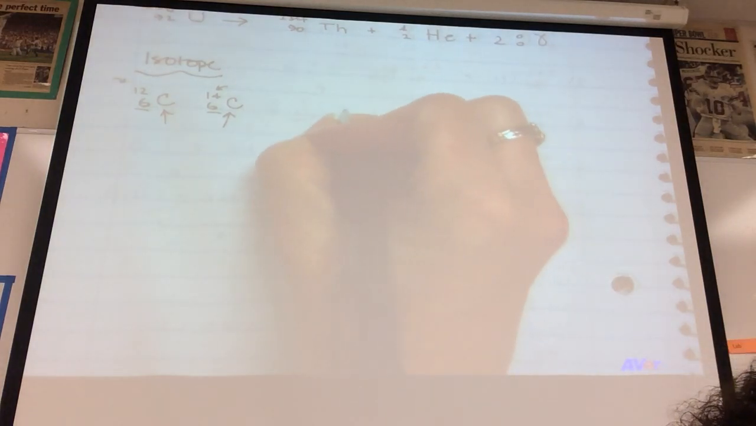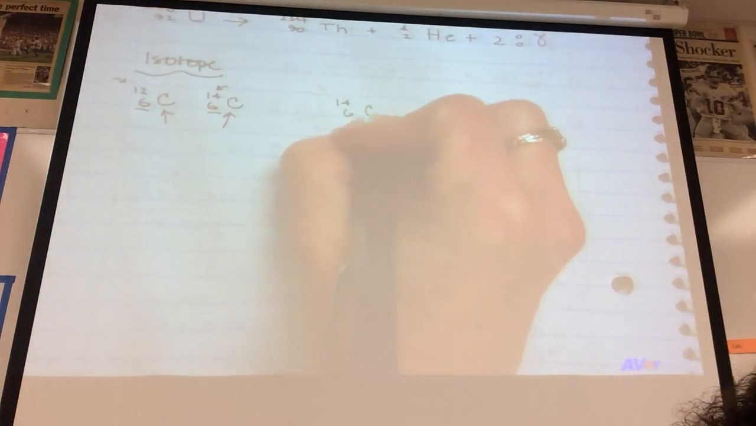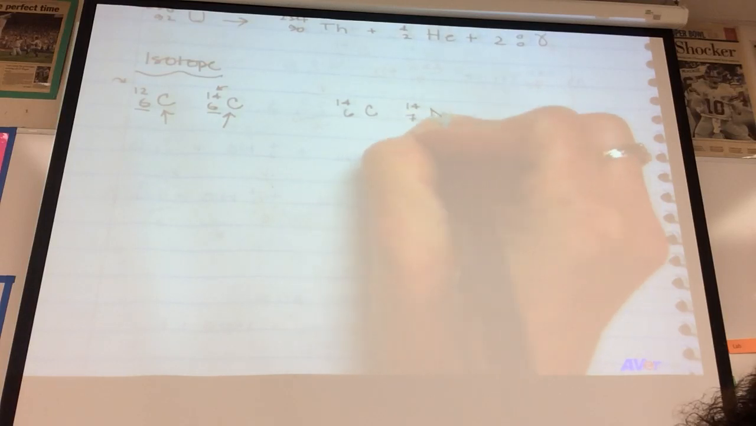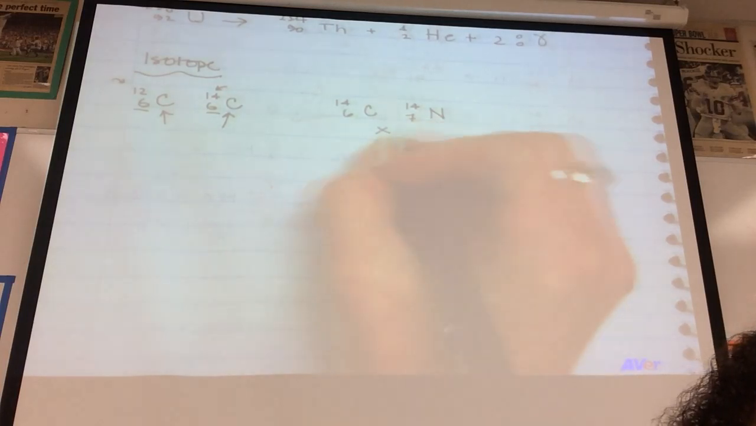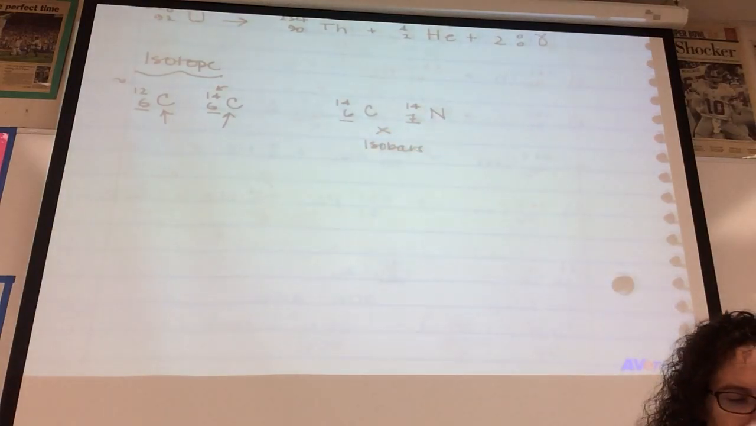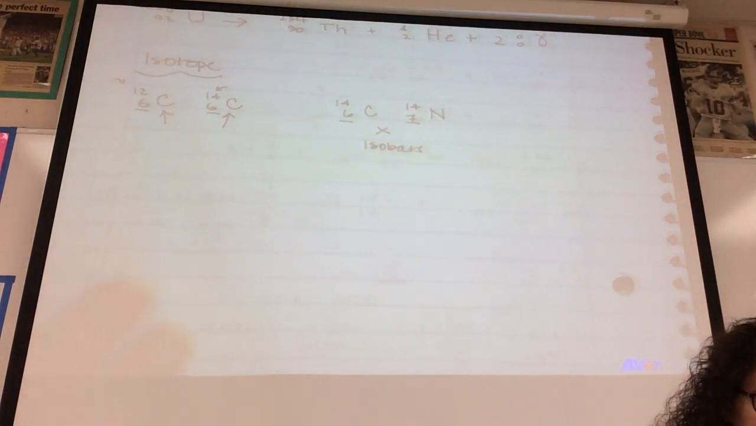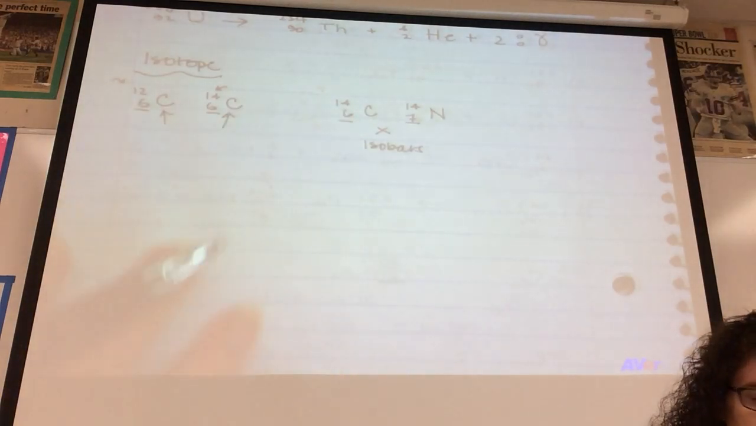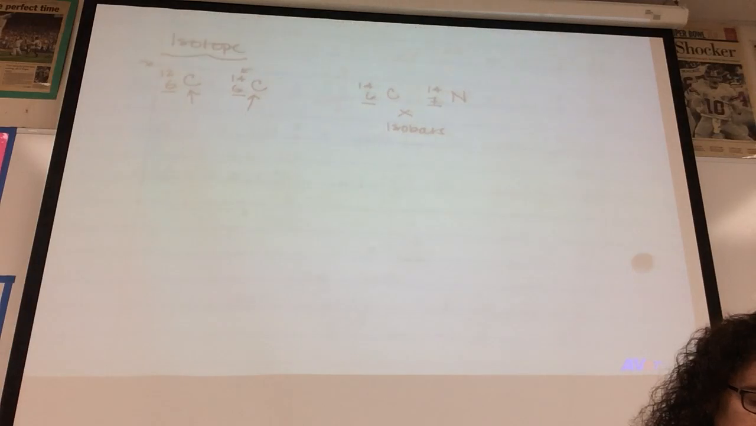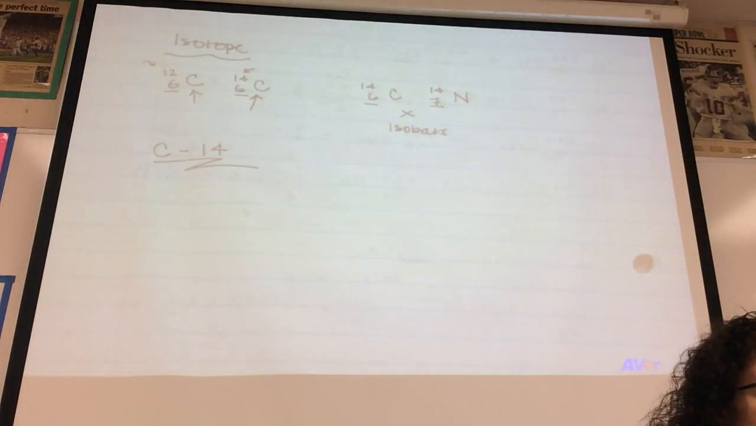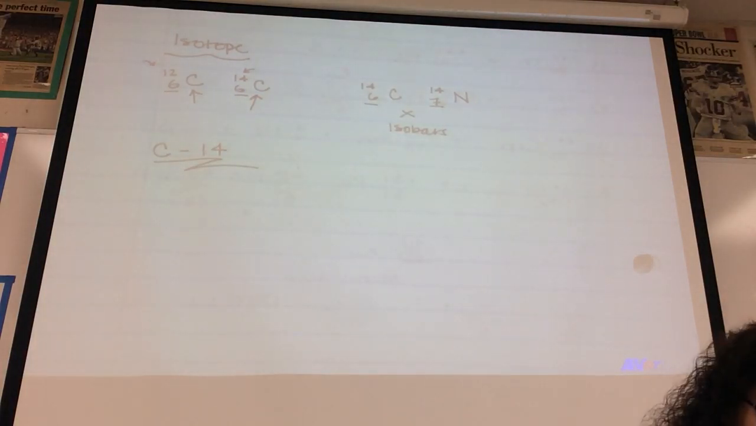In contrast, these 2 species are not isotopes. They are actually called isobars. You don't have atoms of the same element, and therefore they're not isotopes. So isotopes are atoms of the same element with different mass numbers due to a different number of neutrons. What do you use carbon-14 for? It's for carbon dating. You are right.